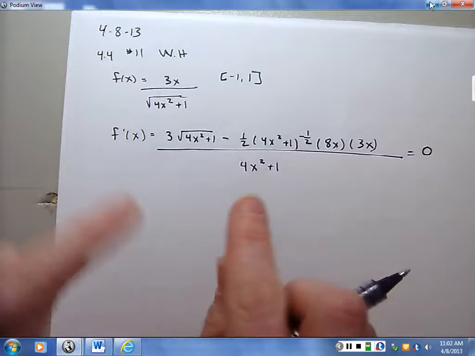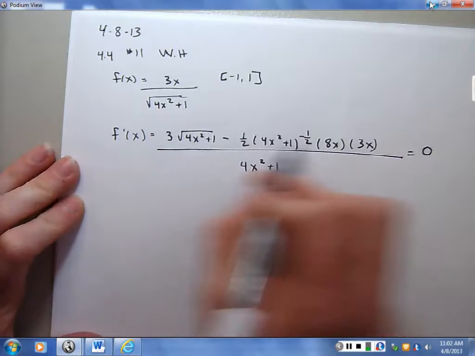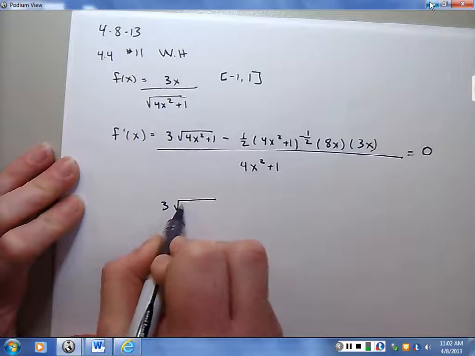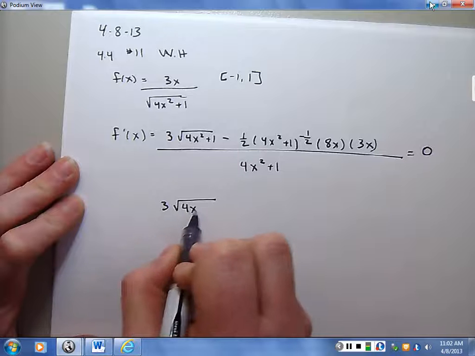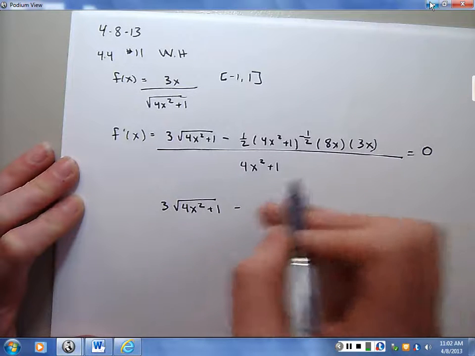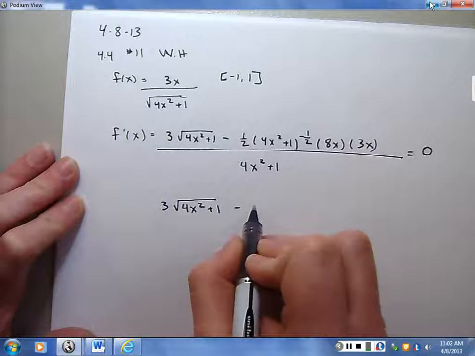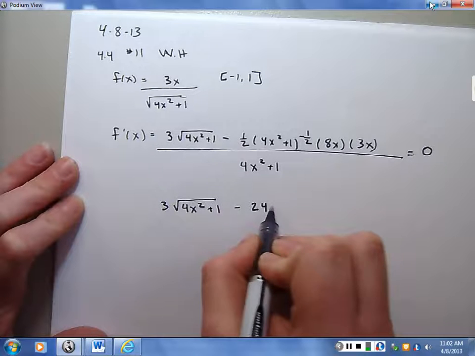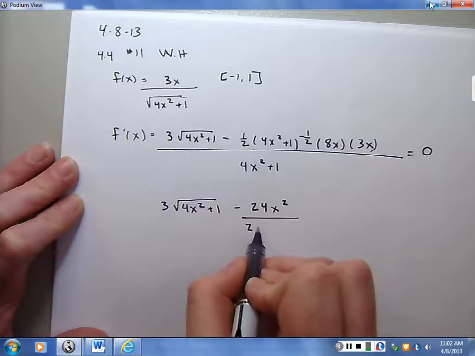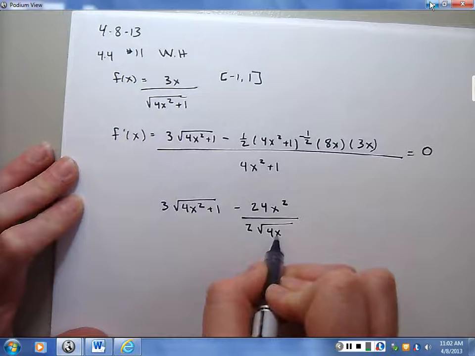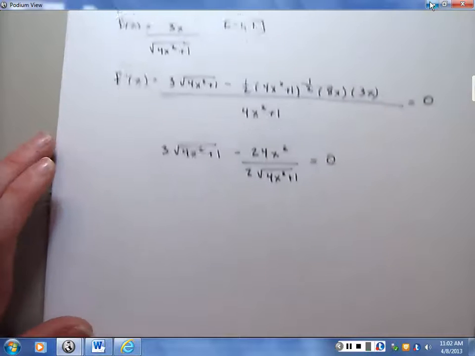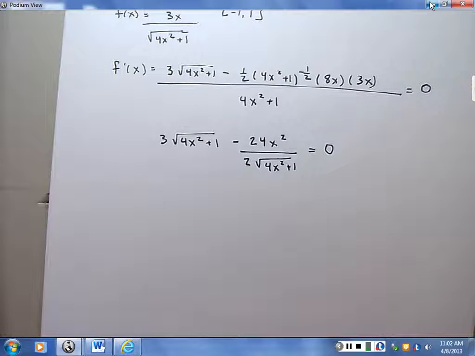The denominator never equals 0, so I can focus on the numerator. So cleaning this up a little bit, I have 3 times the square root of 4x squared plus 1 minus the quantity, what would this be, 24x squared on top. And on bottom I have a 2 times the square root of 4x squared plus 1. When does that equal 0? Find a common denominator and simplify.